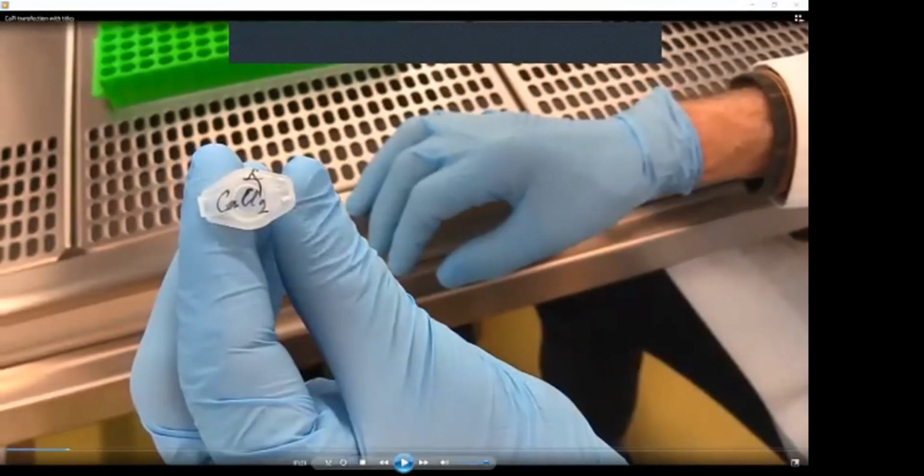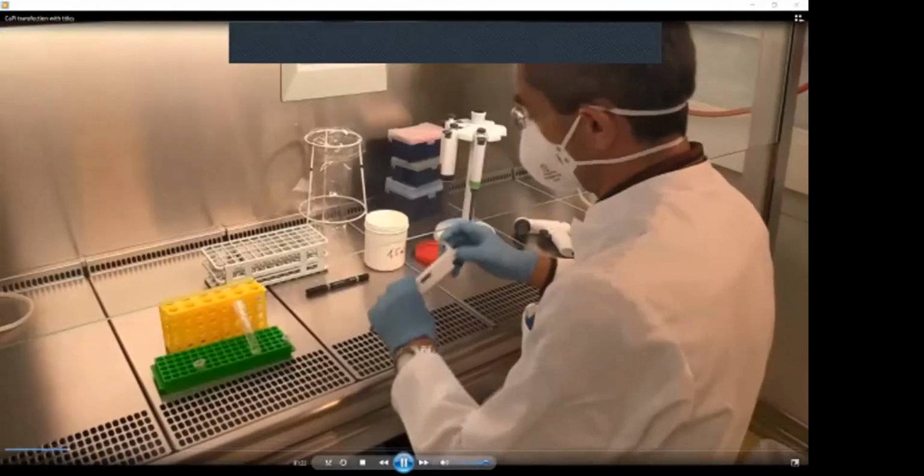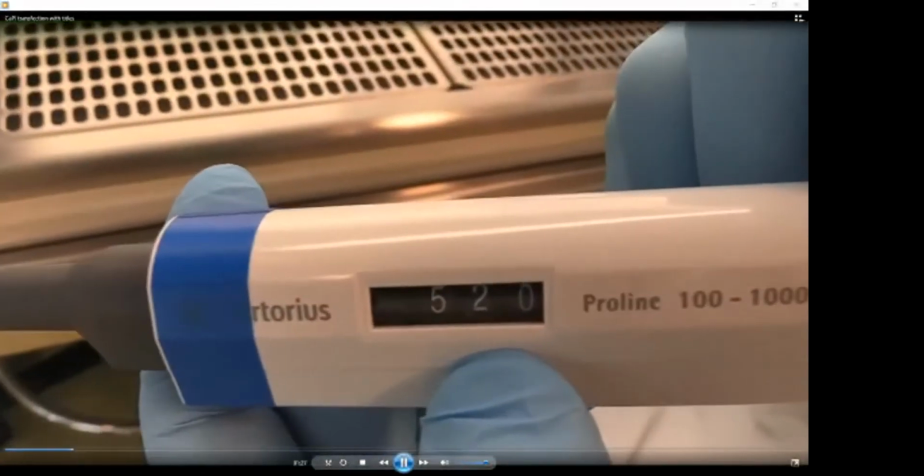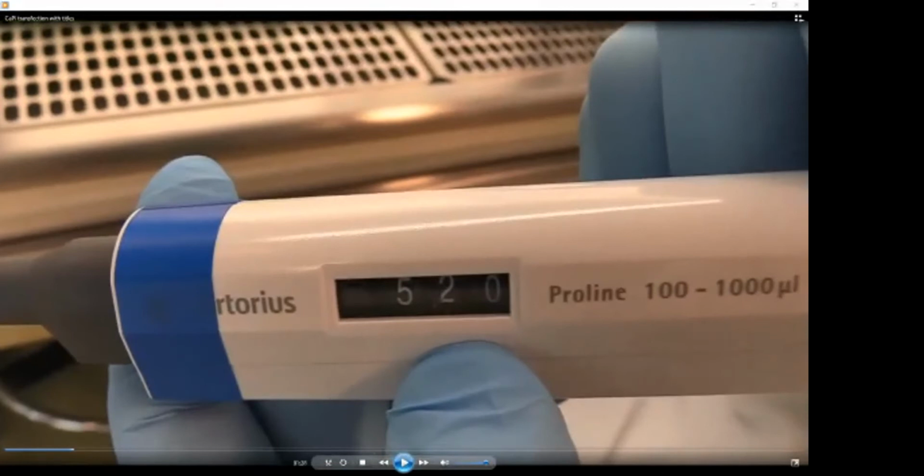Second important part of the system is calcium chloride, and calcium chloride is also prepared by the experimenter, aliquoted at -20, frozen, used only once. Now, the first step of the protocol, which is in your hands, which I have provided you with before, is that you have to prepare one tube with the HEPES buffered saline with 520 microliters.